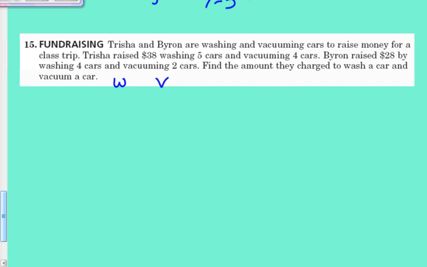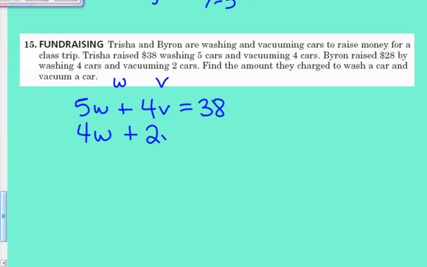We're going to start with Tricia first. We know she raised $38, so she washed 5 cars, so 5W, and then she also vacuumed 4, and she made 38. Then we have Byron, who raised 28 by washing 4 cars and vacuuming 2 cars, and of course he made 28. Now once these are set up, we can multiply one of them to create common coefficients. I'm going to multiply with the bottom. And I'm going to multiply a -2 to create a -4v.